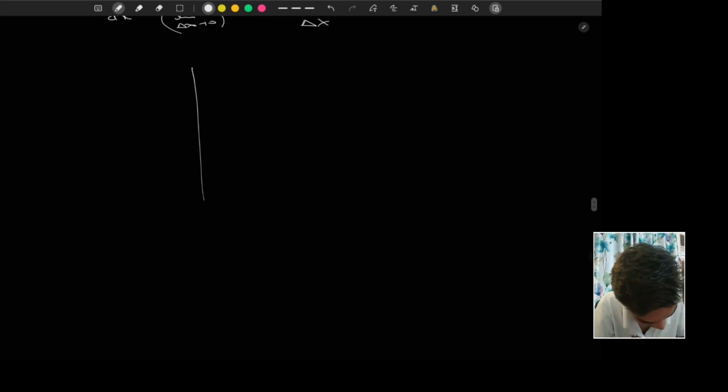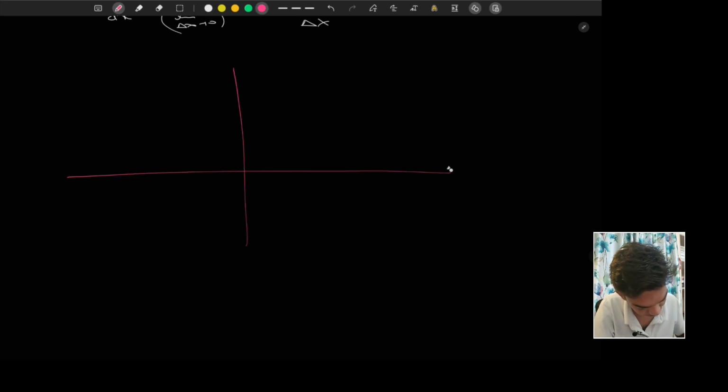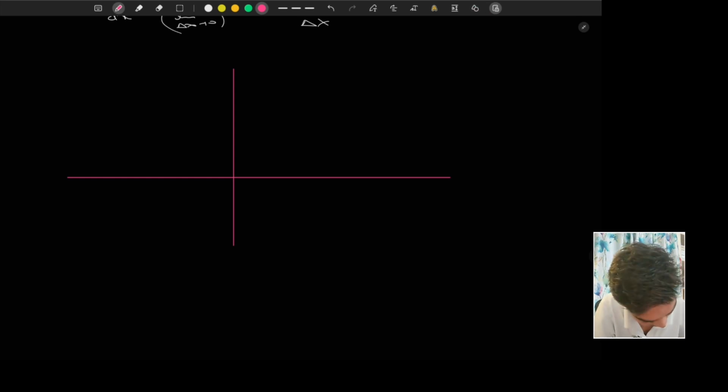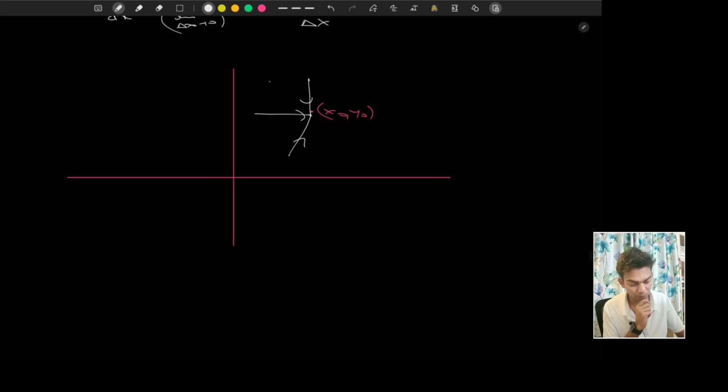But when it comes to 2 dimensions, you have a lot of options. Here is my xy plane, here is my, let me draw this axis. Let's say that I want to compute the derivative at this particular point x0 y0. Now the question is, which direction should I move? Should I compute the derivative in this direction, or in this direction, or possibly along this curve, or a different curve?